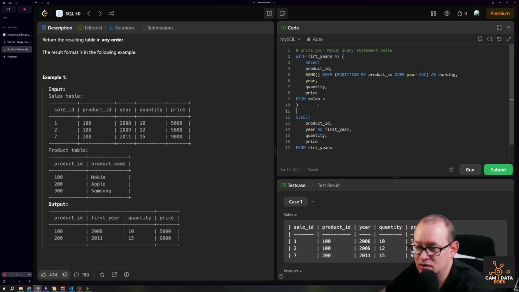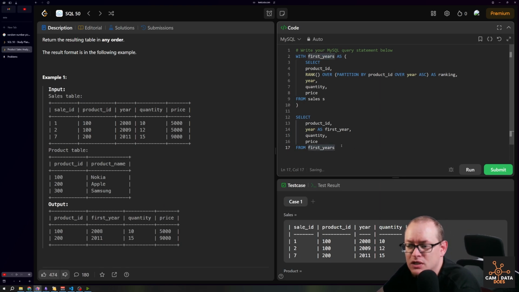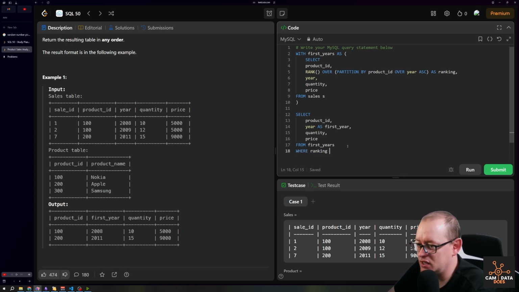This is going to run, but it's not going to have an output until I pull from it. So that's what this query is now doing. I'm now pulling from my CTE. So I'm pulling first year, and then what I want to do is where ranking equals 1. So this will separate them by product ID over the year, ascending, and then ranking. So this will give all the years a ranking.